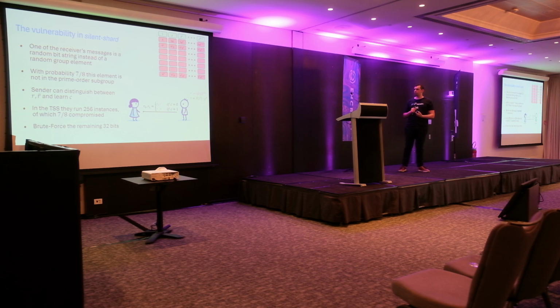So in the actual threshold ECDSA protocol that this implementation is used in, what you do is 256 instances of this protocol, in which Alice can learn Bob's messages in 7 out of 8 of them, which leaves only 32 bits of Bob's secret. And then she can do a brute force attack because 32 bits is small enough to allow this. And by that, she breaks all of Bob's secret bits.